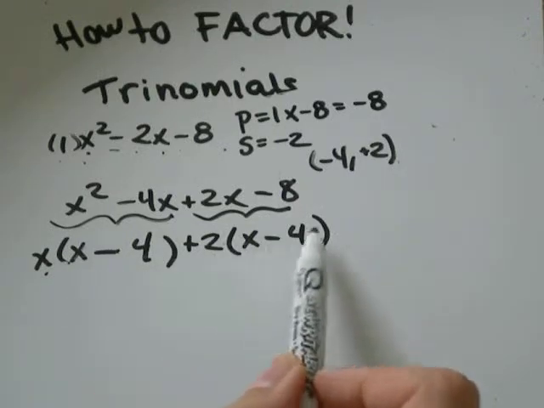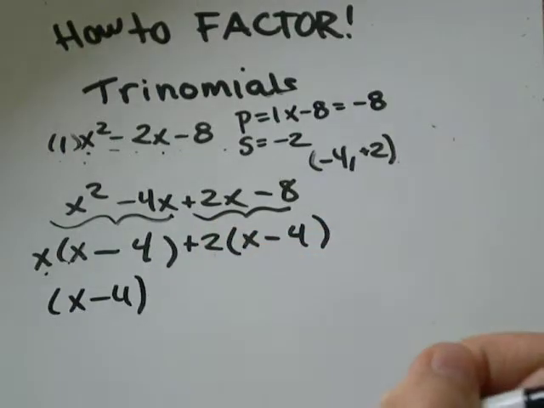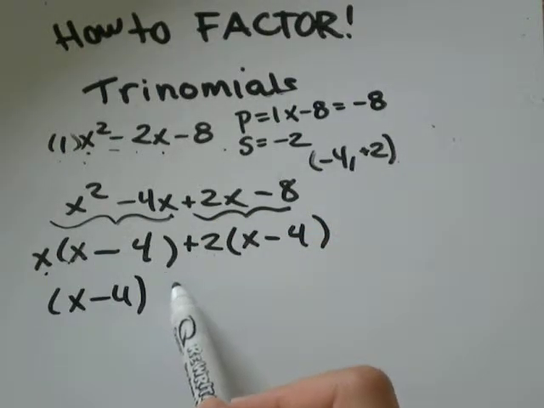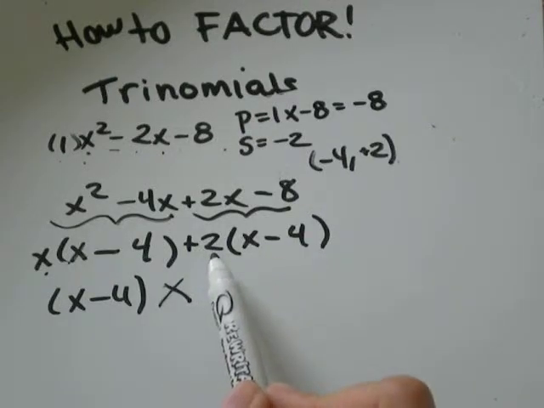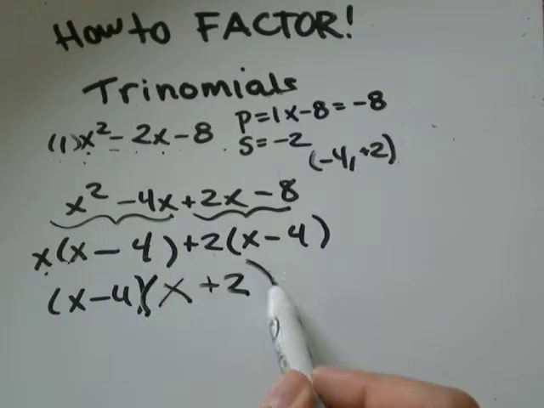They both have an x minus 4 in them, so let's factor that out. When we factor out x minus 4 from x times x minus 4, we're just left with x. And when we factor out x minus 4 from 2 times x minus 4, we're just left with plus 2. We'll just drop a set of brackets around that, and you're all done. That's it. And so let's do another example.